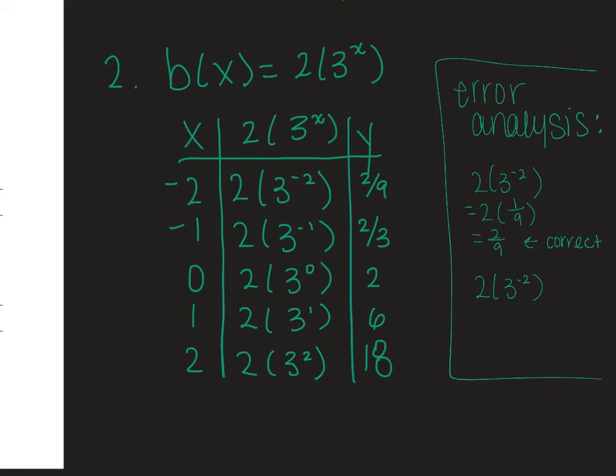Now an incorrect way would be to do your multiplying first. That is not your order of operations. You have to do your exponents, then multiplying. So this is an incorrect method: multiplying first and getting 6 to the negative 2. Then that becomes 1 over 6 squared, which is 1 over 36. You can really see here that these are not the same values. So this is incorrect.